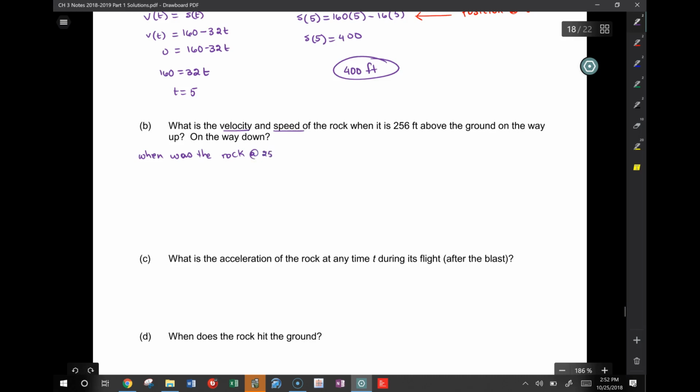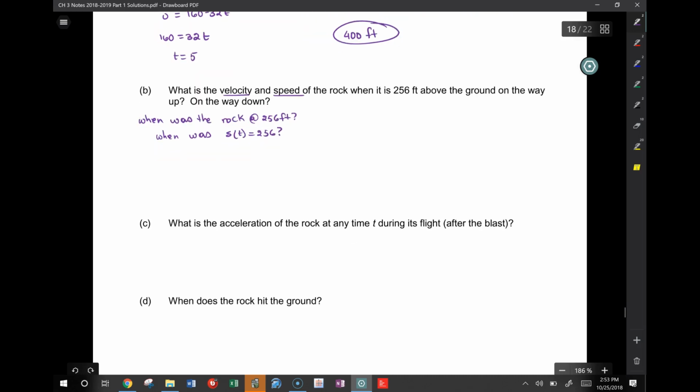at 256 feet? Okay? So basically, when was the position equal to 256? You see that? Isn't that wonderful? Yeah. So you would do that on the opposite side, put it in, so set that equal to 256, right? When was the position equal to 256?